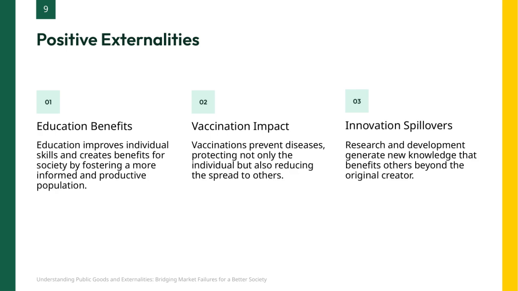Next, vaccinations protect individuals from diseases, but their impact extends further by reducing the spread within the population, safeguarding public health. Finally, innovation spillovers occur when research and development create new knowledge that others can use, sparking further advancements and benefits beyond the original creator. These examples show how individual actions can generate wider positive effects for society.